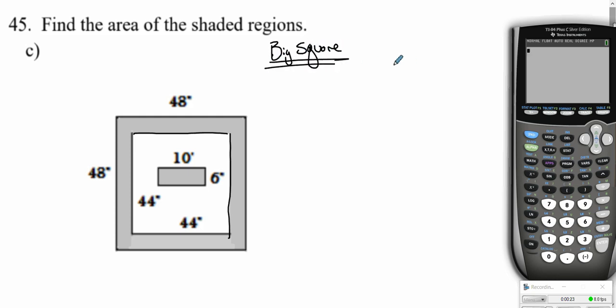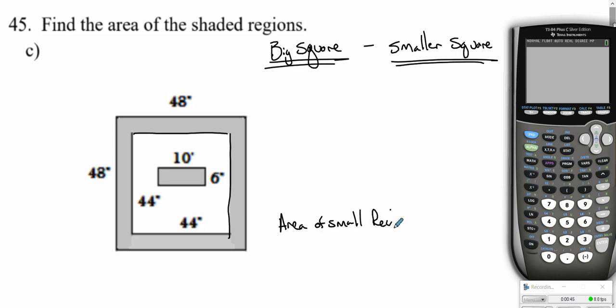I'm going to find the area of the big square. I'm going to subtract from that the area of the smaller square. After I do this and I get an answer, I'm going to add the rectangle. I need to add that back in. So I'm going to do big square minus the smaller square. I'm going to add back into it the area of this rectangle.